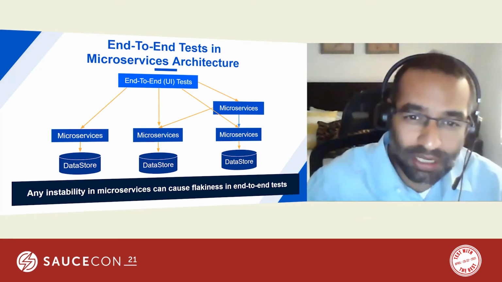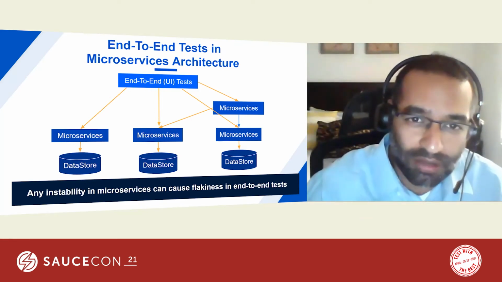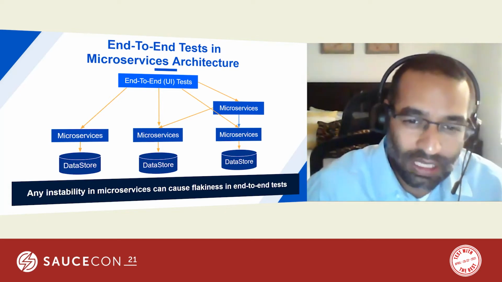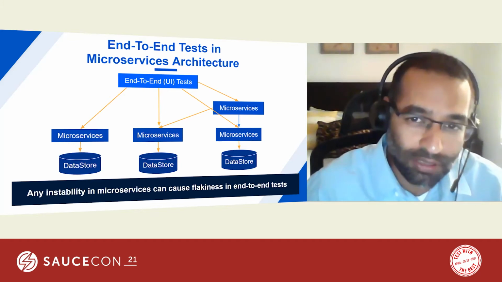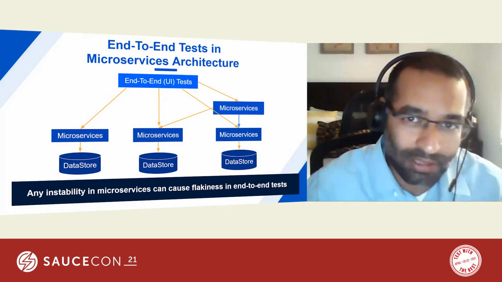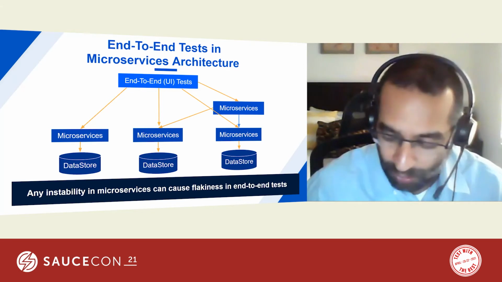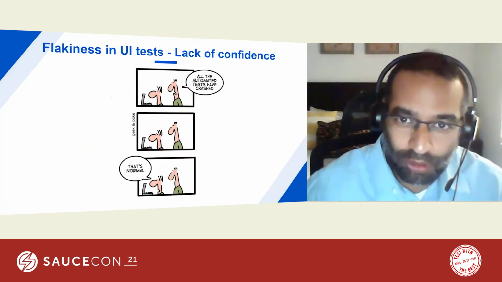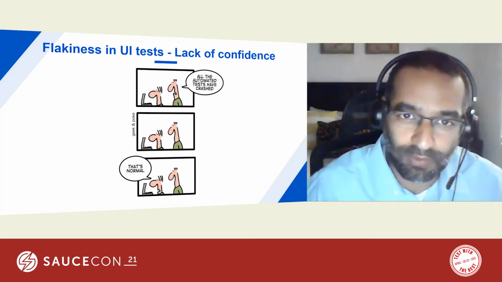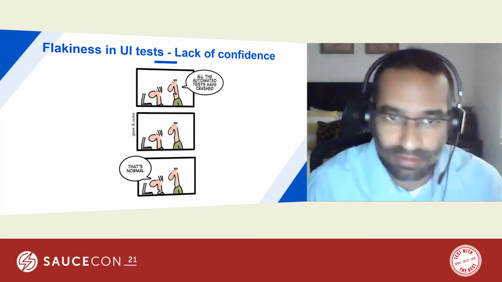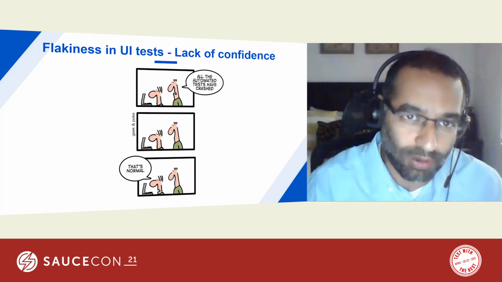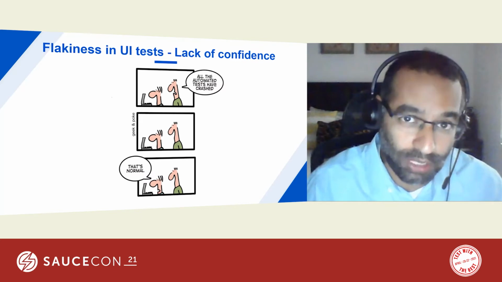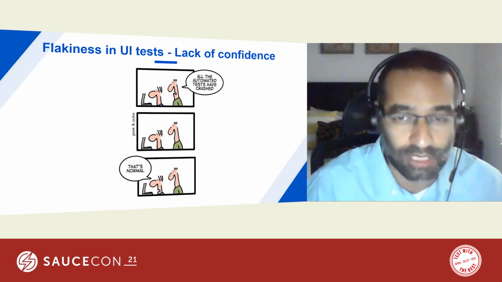So any instability in microservices basically causes unreliability in the end-to-end test cases. And that basically ends up as flakiness in your test results. Flakiness is as bad as you can think. Talking about flakiness in general, what we have seen is that flakiness is more pronounced, more prominent, in the UI test cases, and it leads to a lack of confidence in your test cases.